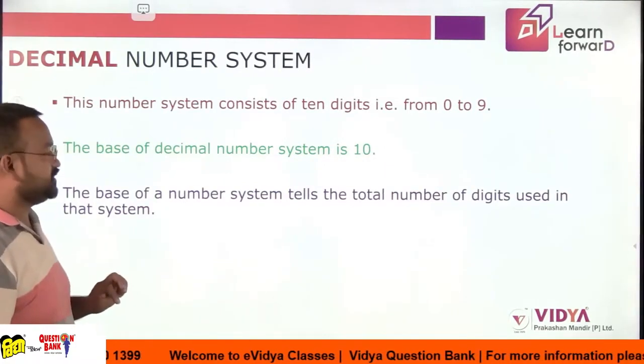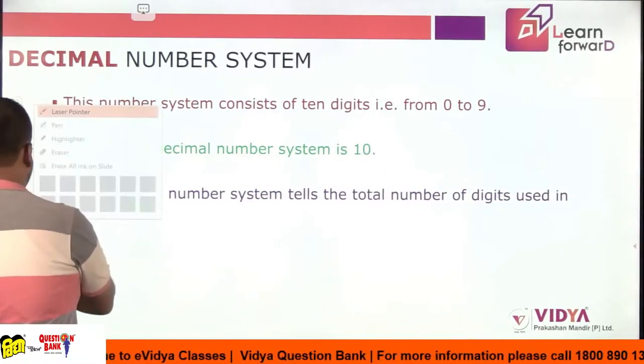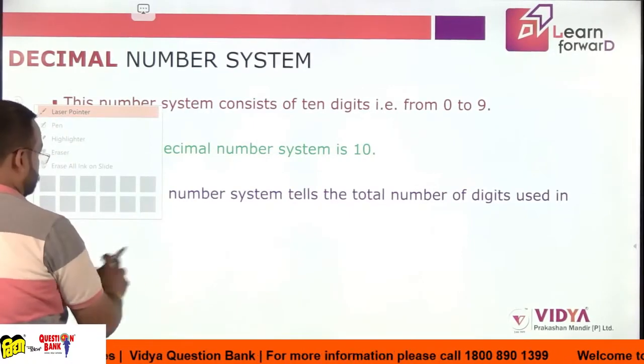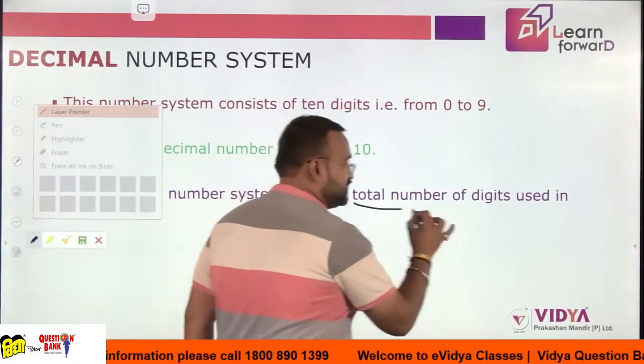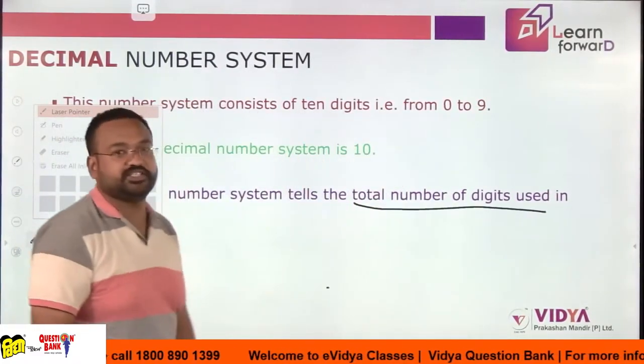The base of a number system tells you the total number of digits used in it.